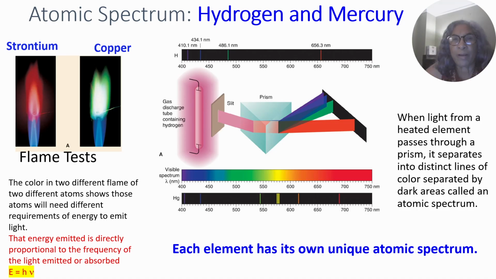Have you wondered why fireworks give off different colors? For example, strontium is going to give off a red color, barium will be green, lithium is pink, sodium is yellow. And this is an indication that every element has a different energy requirement, and that can be measured. We have first the flame test that gives us different colors. We see copper and strontium, but that is also measured in a machine that is called the atomic spectrum.